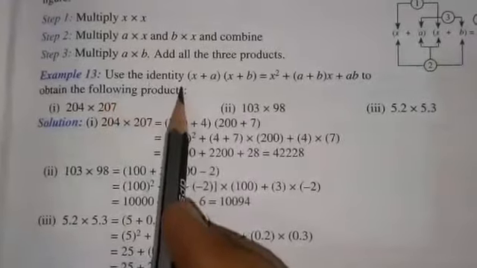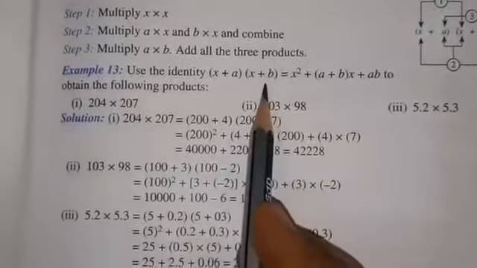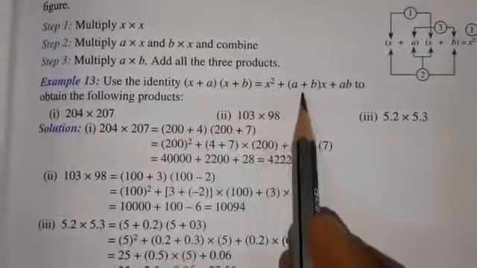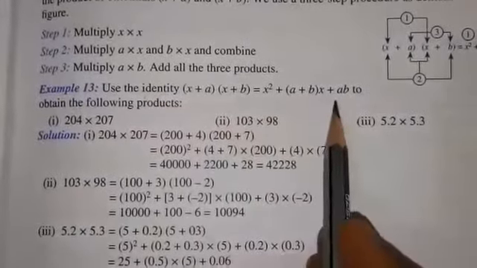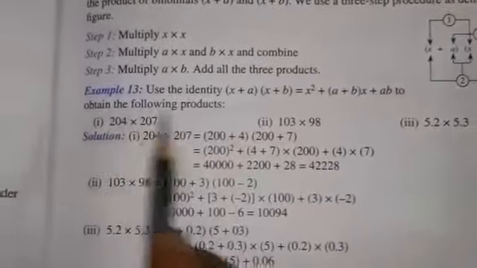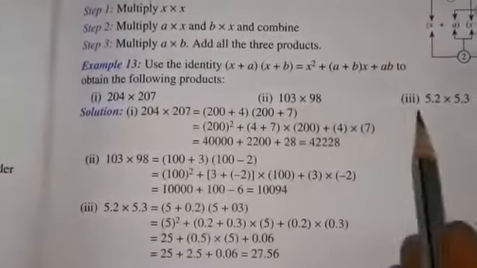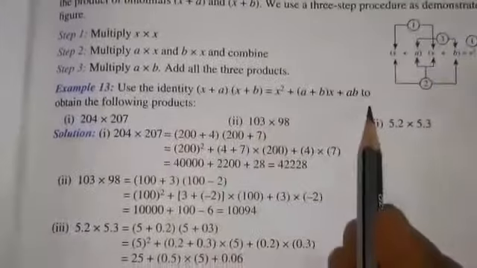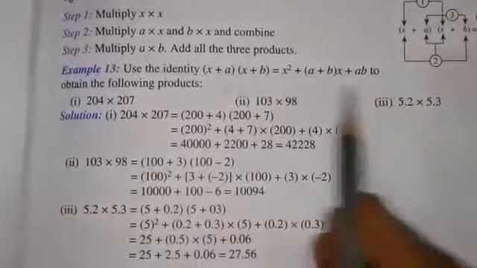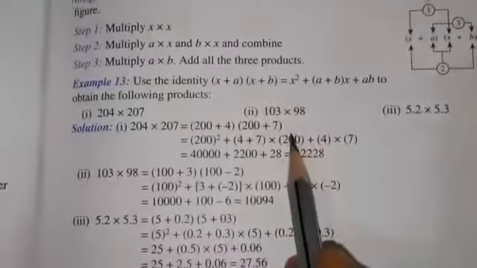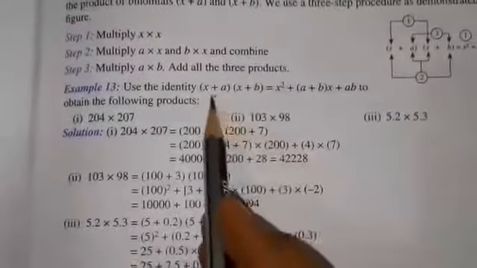Use the identity (x + a)(x + b) = x² + (a + b)x + ab to obtain the following products. So we need to find these products using this identity. Let's understand when this identity can be used.